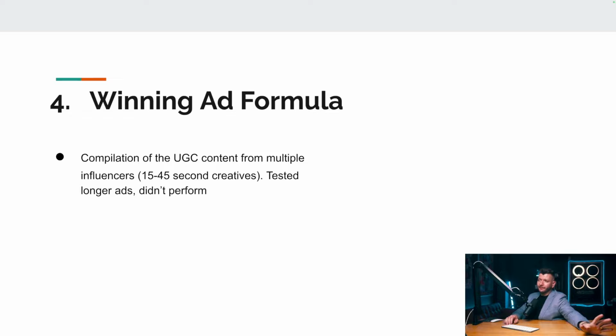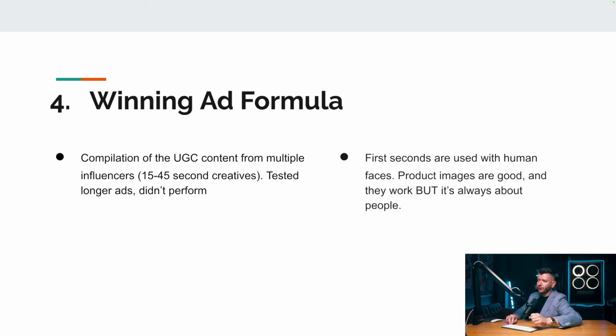All right, so winning ad formula. For us, it's a compilation of the UGC content from multiple influencers, different faces, slightly different age, different ethnicities, and it's 15 to 45 seconds. And we tested longer ads for this brand, they didn't perform. In the first seconds and mostly throughout the ad, we're using human faces. Product images are good and they work, but it's always about people.